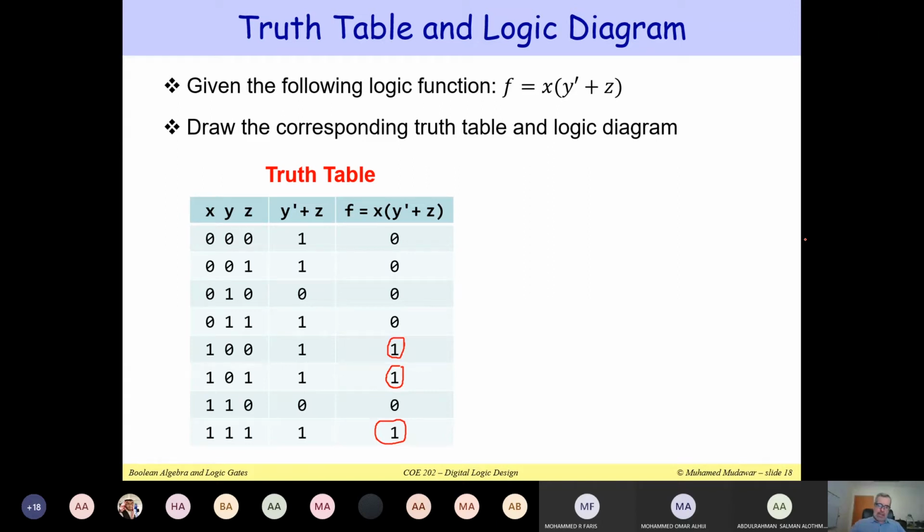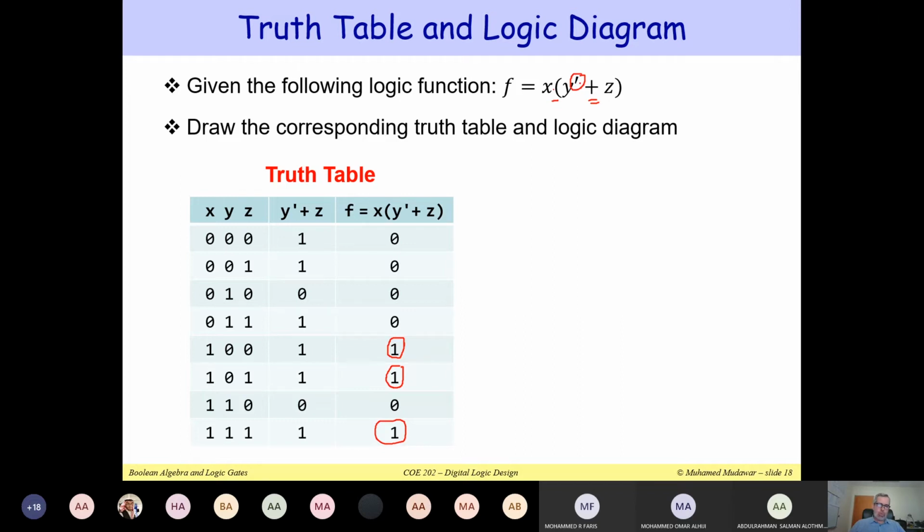Now what I need to do is draw a logic diagram, so I need to use my gates. Notice that here I have y prime. If the inputs are x, y, z, I need an inverter to calculate y prime. There is a prime here. I need an OR gate, and I need an AND gate here. There is a dot here which is not really shown, but there is an AND gate. So we need 3 things: an inverter, an OR gate, and an AND gate.